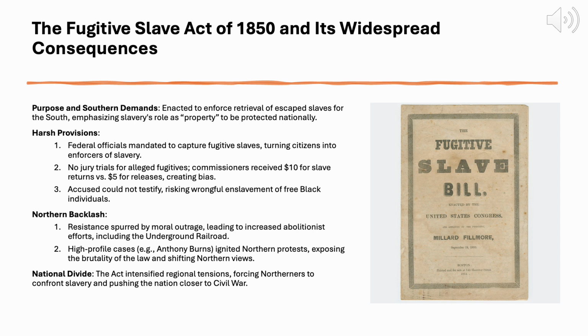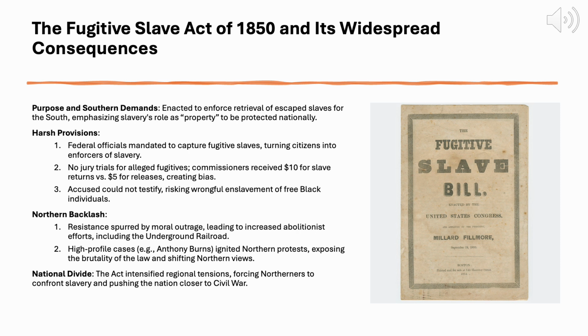The consequences were immediate and profound, especially in northern cities with significant free black populations. Many free black citizens feared capture and wrongful enslavement, given that the law opened the door for kidnappers to abduct them and sell them into slavery.